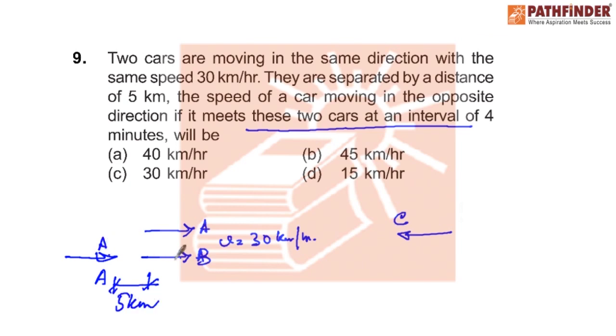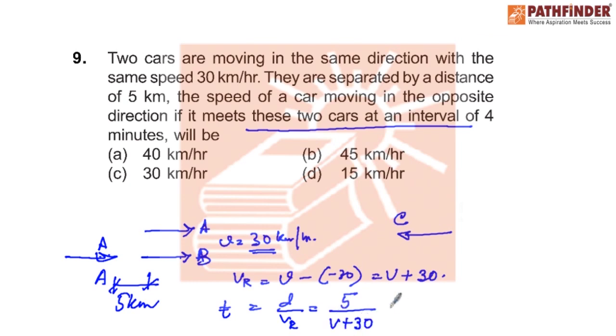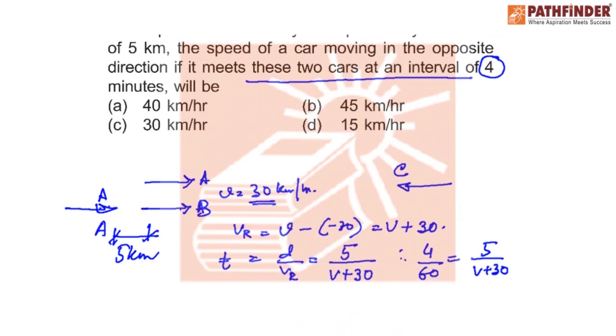Now the relative velocity between these two cars is 0, as they are moving in the same direction. But as this car is approaching from the opposite direction, the relative velocity should be v minus of minus 30. That is the relative velocity, so that is v plus 30. Now we apply time as distance by relative velocity, and the distance is 5 km. The relative velocity is v plus 30, and the time here is 4 minutes, so that is 4 by 60 in terms of hours. So 4 by 60 equals 5 by (v plus 30). Now if I solve this, then the value of v will come to 45 km per hour. So the velocity of this car should be 45 km per hour.